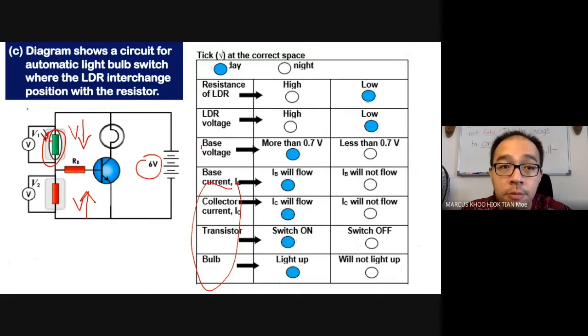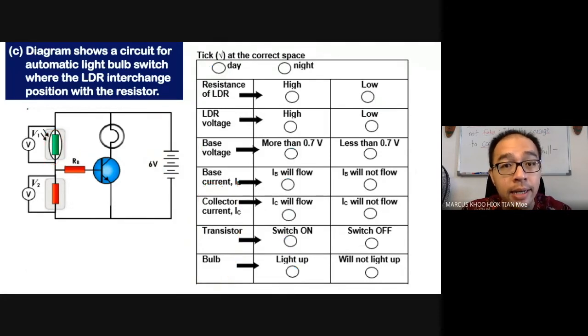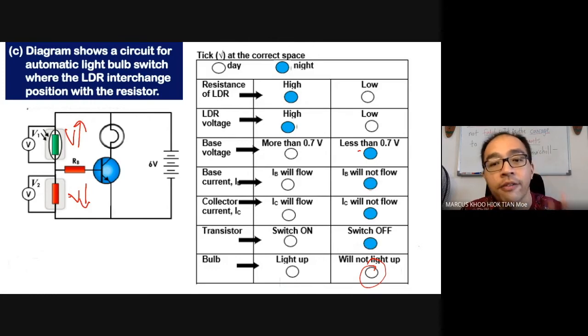Okay, you change the position of the LDR. And likewise, at night, you will find that, and this is the most ridiculous lah. What happens at night? What do you expect? It will not light up. Why? Because the resistance of the LDR is high, so the voltage will be high. Sini high voltage, so sini low voltage. It will become lower than 0.7 volts. And because it is lower than 0.7 volts, what happens? Base current off, collector current off, transistor off, bulb will not light up.